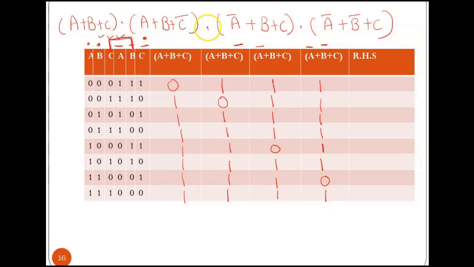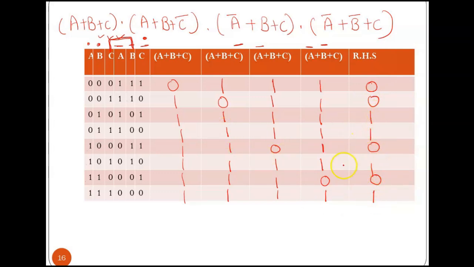Now they are all combined with the dot sign only. So if all are true, then only you will get a true result. So wherever you are seeing a 0, just fill it with 0, 0 and 0 and 0, right? And rest everywhere the 1 is there.